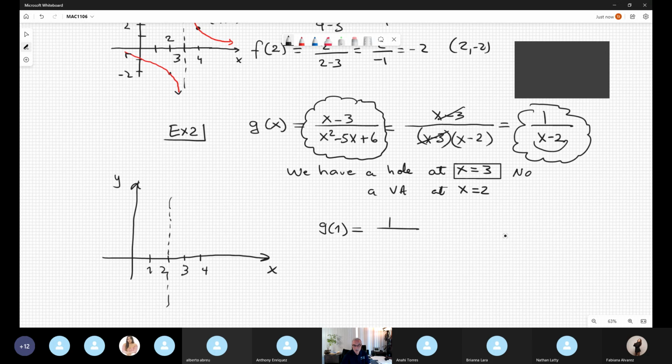You can use this. It's easy. 1 over 1 minus 2 is 1 over negative 1, which is negative 1. And the point is the point 1 comma negative 1. Let me plot that. 1, negative 1. Here. It's the point 1 comma negative 1.